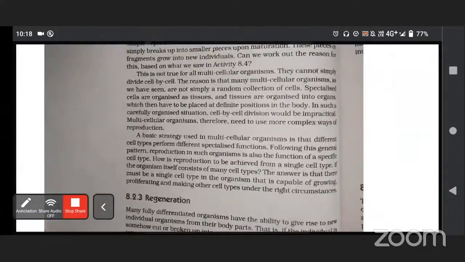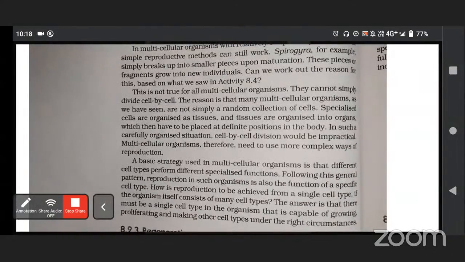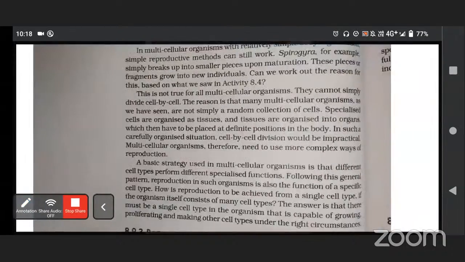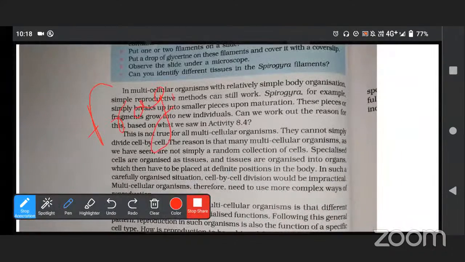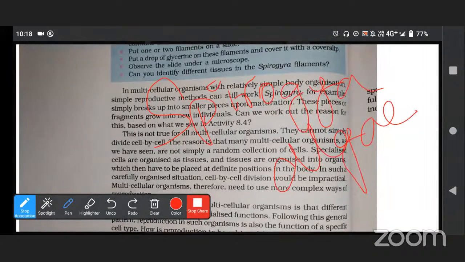Next point is, next asexual reproduction is fragmentation. Fragment means some compartment-like structure. Organisms have this compartment-like structure, and from this compartment a new individual will be produced. Especially the Spirogyra. Spirogyra is an alga. Alga is the singular form of algae. So Spirogyra is an alga.